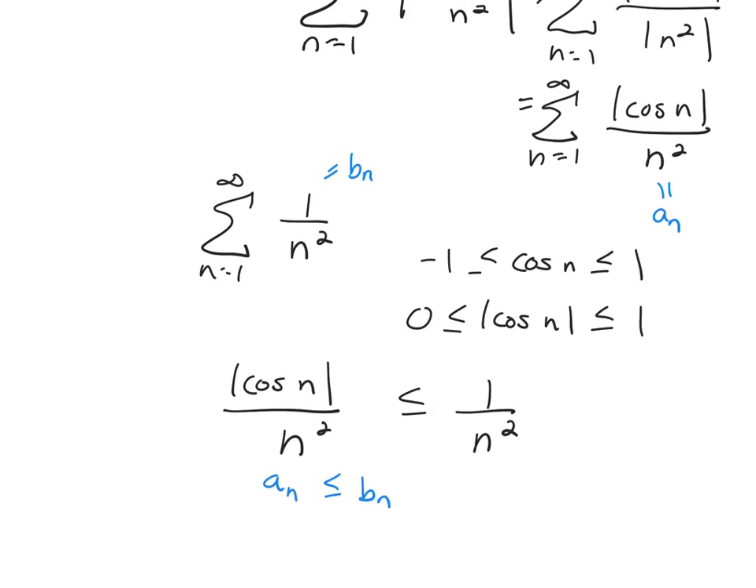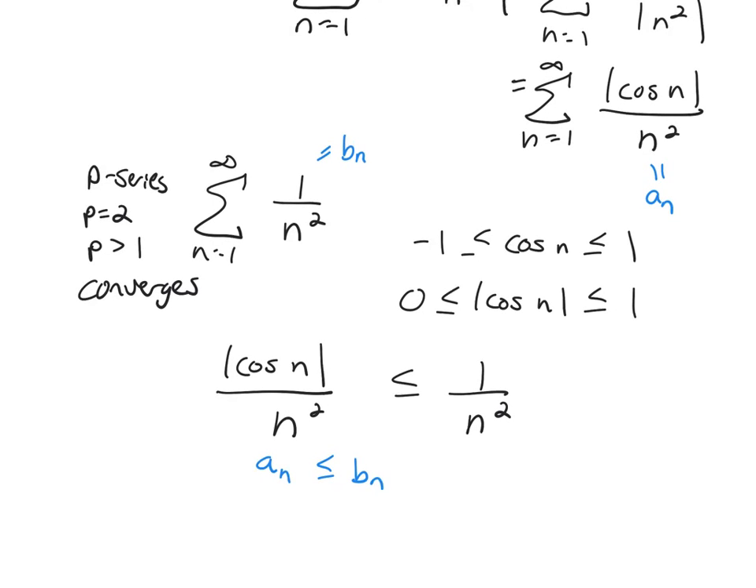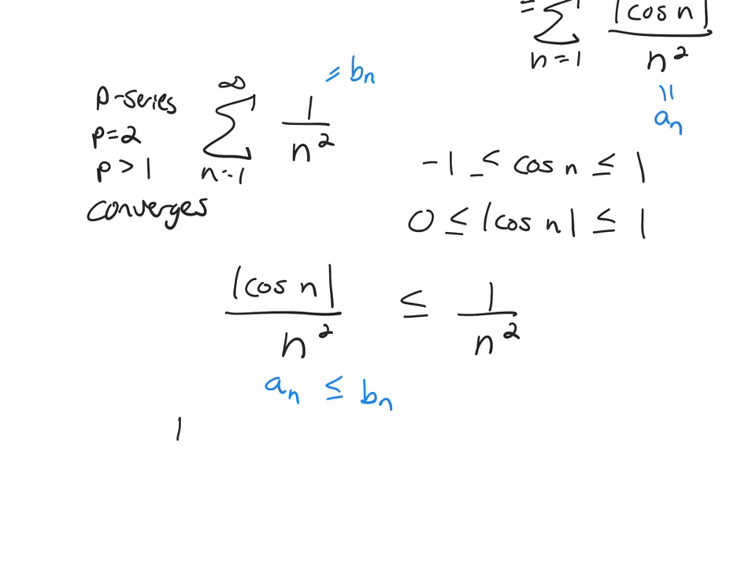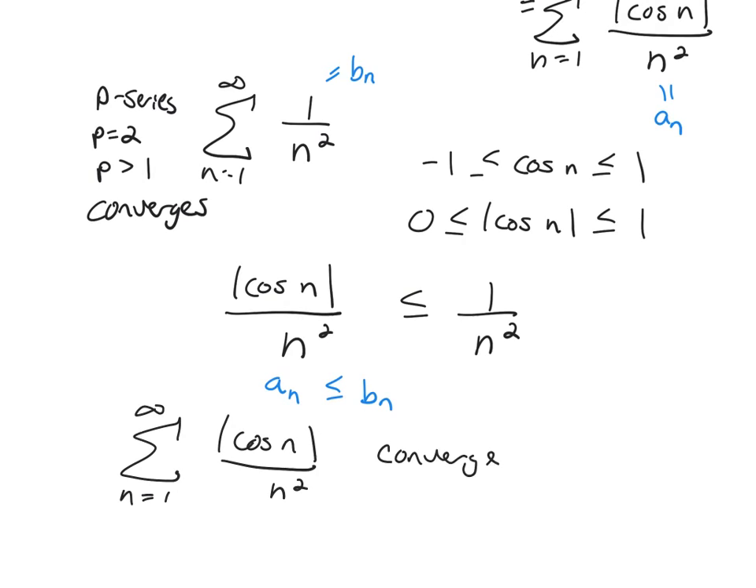I'm going to write that over here. This is a p-series. p is 2, p is bigger than 1, so I know it converges. So we can get away with just using the direct comparison test here. My b_n converges, and it's the larger one in the inequality, so the smaller one, a_n, has to converge as well. So what we just found out is that this series, the absolute value of cosine n over n squared, converges by the direct comparison test.